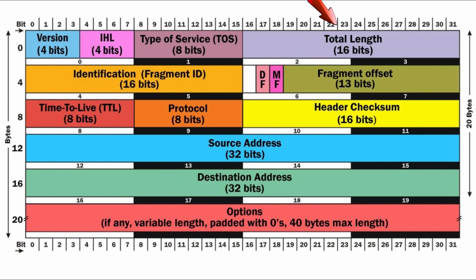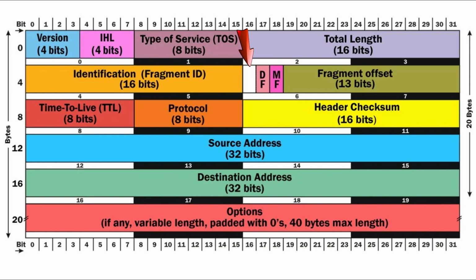Total length: this 16-bit field indicates the entire size of the IP packet, header and data, in bytes. The minimum size is 20 bytes if you have no data, and the maximum size is 65,535 bytes. That's the highest value you can create with 16 bits. Identification: if the IP packet is fragmented, then each fragmented packet will use the same 16-bit identification number to identify to which IP packet they belong.